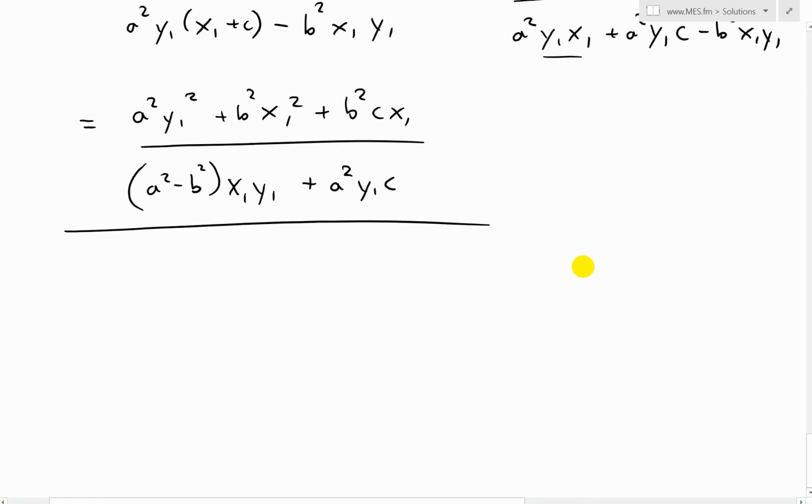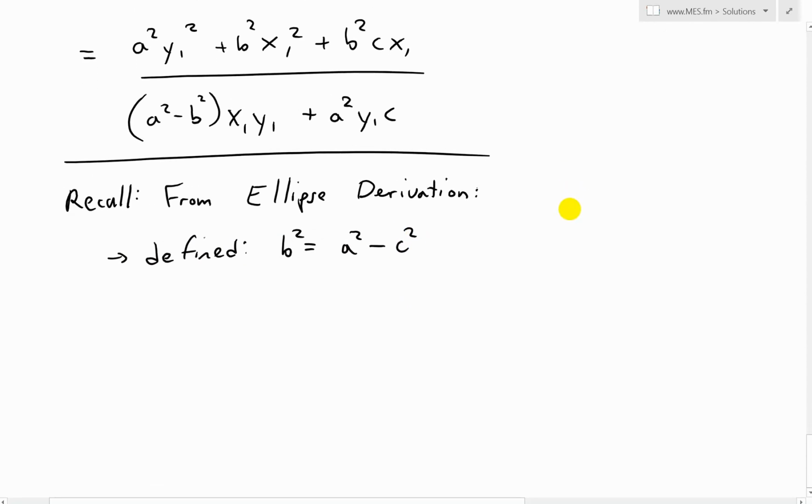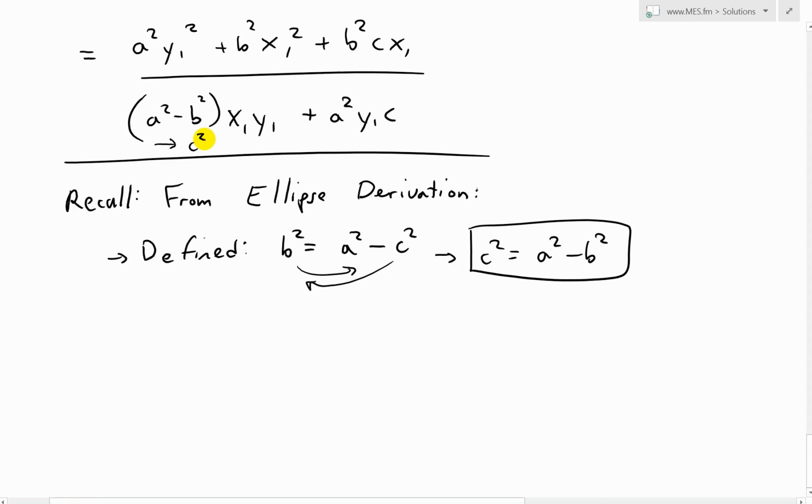And again, the reason is, recall from the ellipse derivation video that I made earlier, what we did was we defined b squared equals a squared minus c squared. So if that's the case, then we can just rearrange this and move the c squared to the other side. What we end up getting is c squared equals a squared minus b squared. And that is this part right here. That's just c squared.